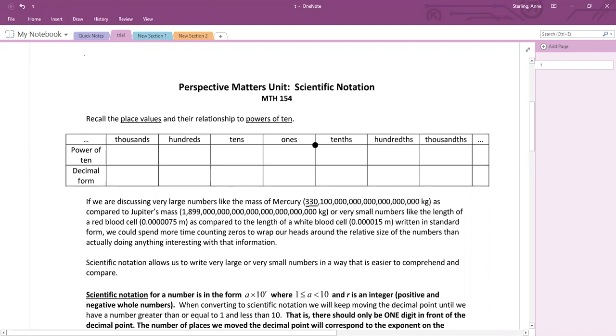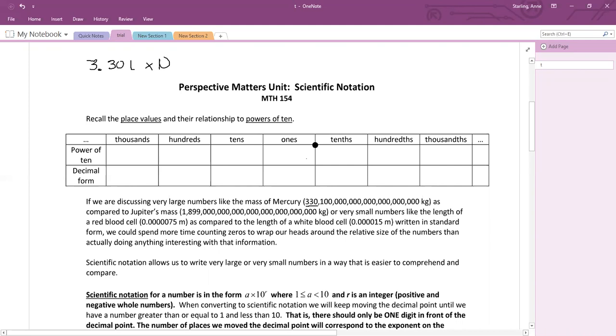What we would do with Mercury's mass to write it in scientific notation is take the first number, which is the 3, and then put a dot. There's always only one number in front of the decimal. Then we write the rest of the non-zero numbers, so we would put the 301 right there. And when you get to all zeros, instead of writing them over and over again, we write them as a power of 10.